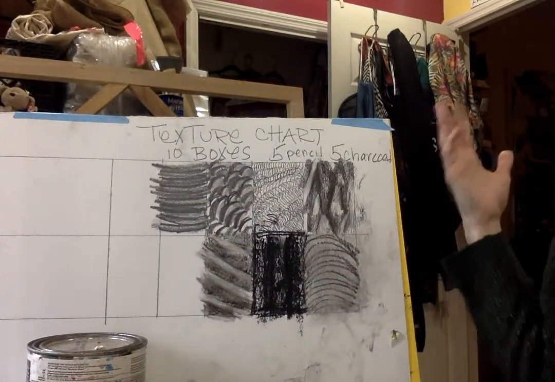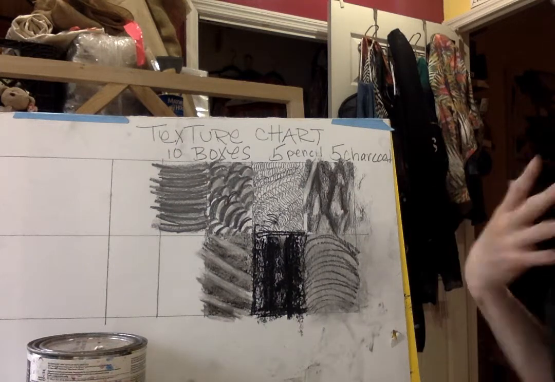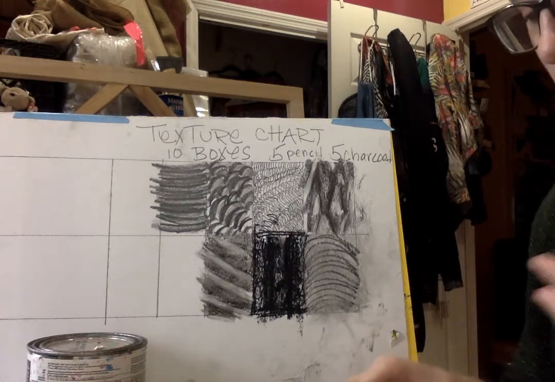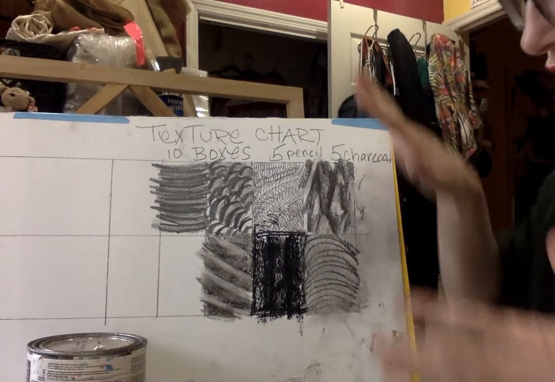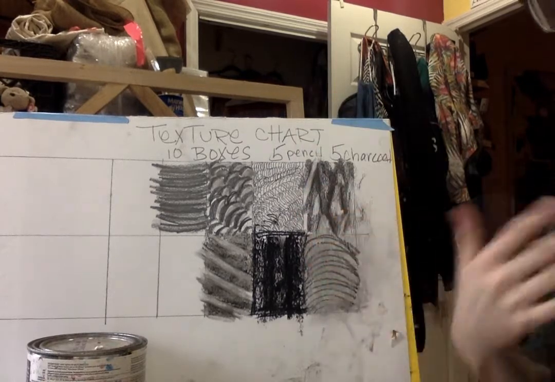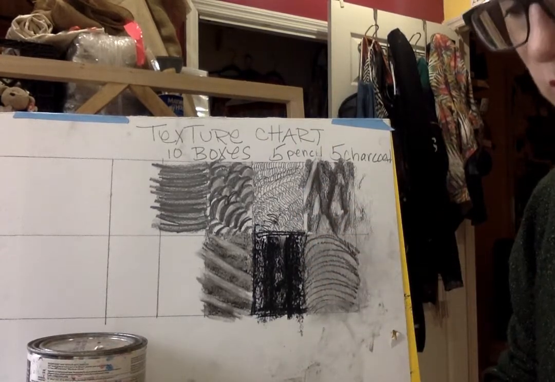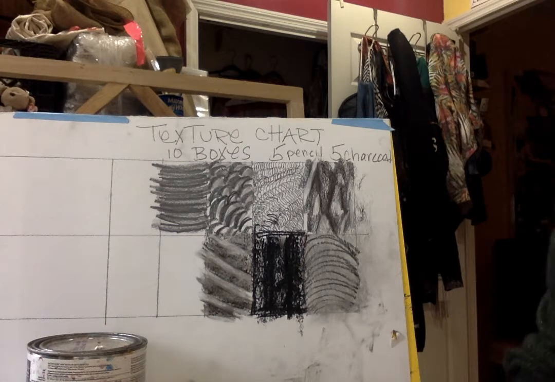So visual texture is the illusion of texture, meaning how something feels when you touch it. And since we're working on a 2D surface, like a flat surface, we're just creating the illusion of texture. And the way you do that is through creating different patterns and marks with your drawing tools.